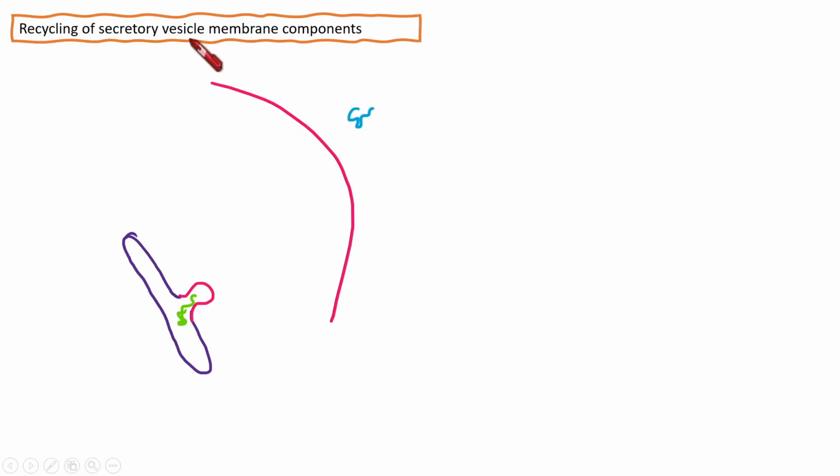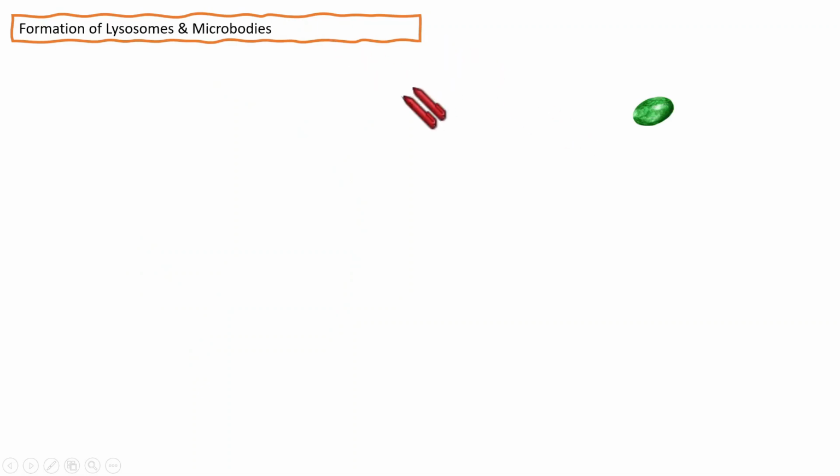So that is the recycling of the secretory vesicle membrane. In one way, it gives its component membrane portion to the plasma membrane. In other ways, through endocytosis, it regains that lost part back to form part of the Golgi. So that is about the recycling of the secretory vesicle membrane components. Next, we are going to see the formation of lysosomes and microbodies.